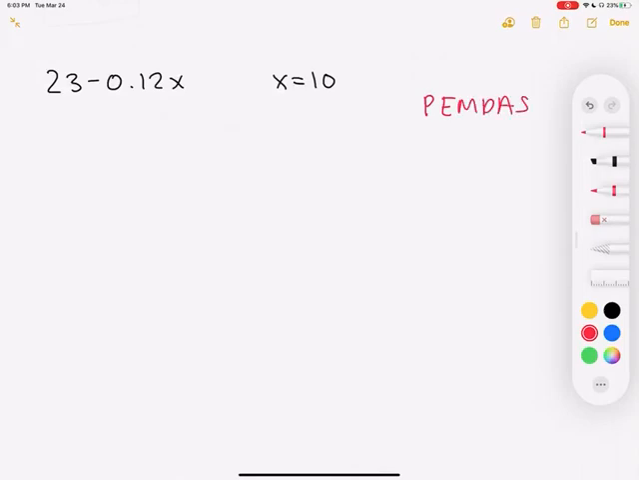PEMDAS. So let's do the first step. I'm going to replace every single x that I have for a number 10. Remember that the best way to do this is to replace the letter for a parenthesis, and then inside the parenthesis you can substitute the number that you're working with. Okay, so let's do PEMDAS.